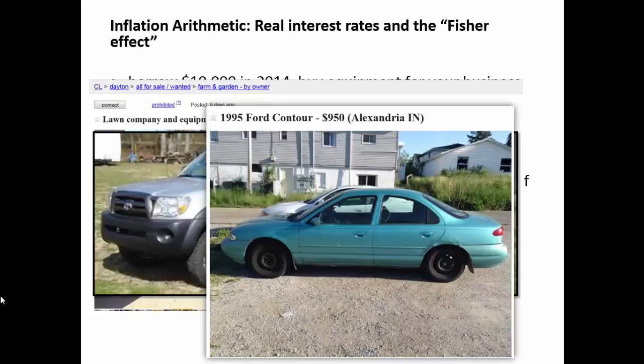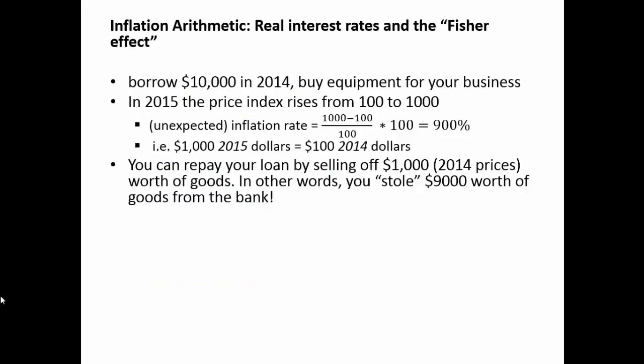Now, in reality, do we sometimes get unexpected inflation? Yeah, maybe 8, 10, 12%, not 900%. So you can't steal $10,000 from a bank in 1 year, but you might be able to steal a few hundred or a few $1,000s, depending on the amount that you borrow. Now, banks and creditors, money lenders in general, aren't going to be dumb about this. They're not going to let people steal this from them.